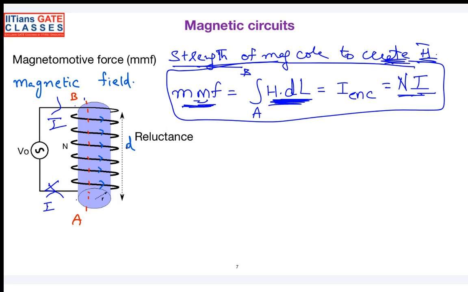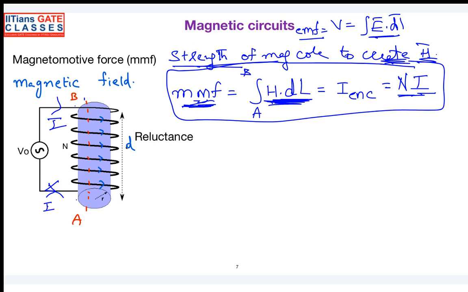How will you define electromotive force? Electromotive force is nothing but voltage in your electrostatics. Do you remember when I was discussing electric potential, the electromotive force is basically defined as the line integral of electric field along a particular line. So the line integral of electric field is EMF. The line integral of magnetic field is called MMF. I hope the concepts are clear.